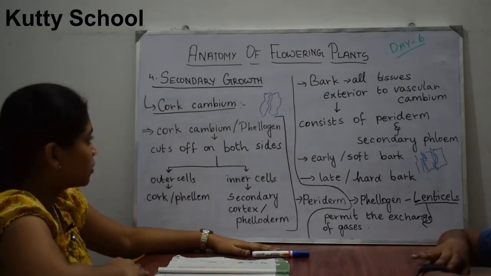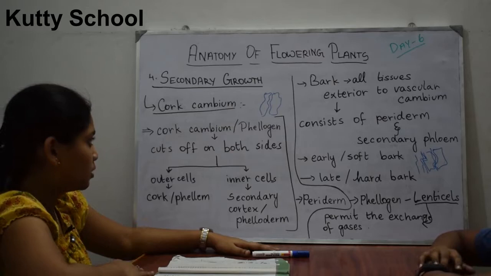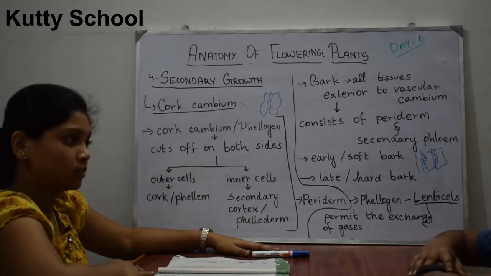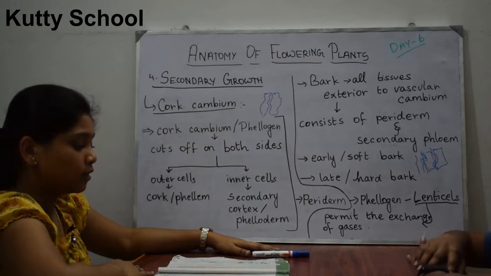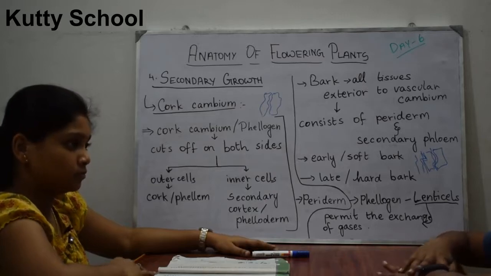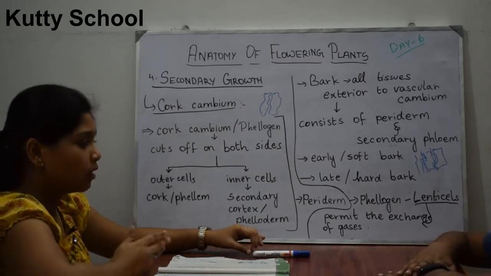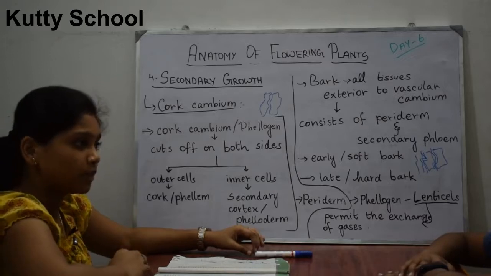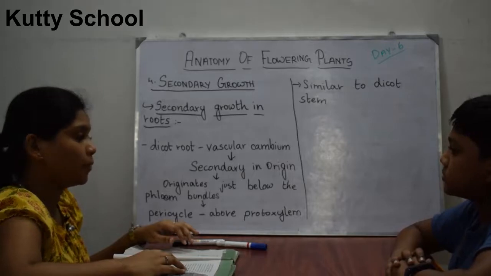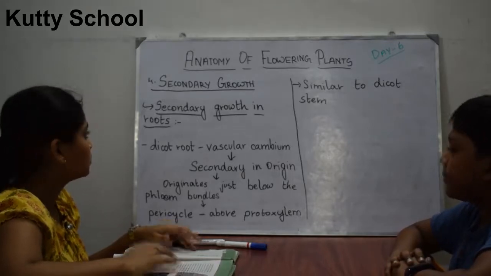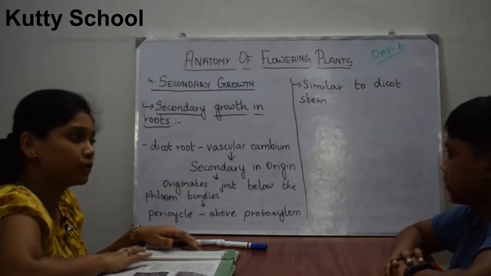Next we are going to see secondary growth in roots, the second subtopic. After that, the chapter is over. With the next subtopic, the chapter gets over. Now we are going to the second subtopic under secondary growth, which is secondary growth in roots.